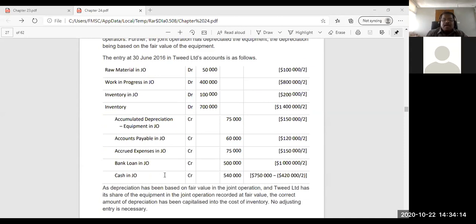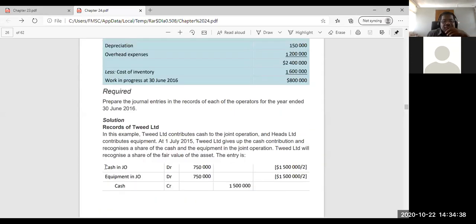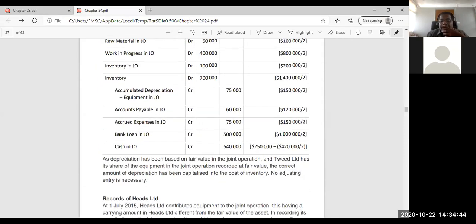Cash, you credit 540. How do you get the 540? You put cash 750, that is true. You put cash 750, the half, not the full, because your opening cash in joint operation is 750. That is the opening balance, 750. Is it clear? Opening cash in joint operation 750.